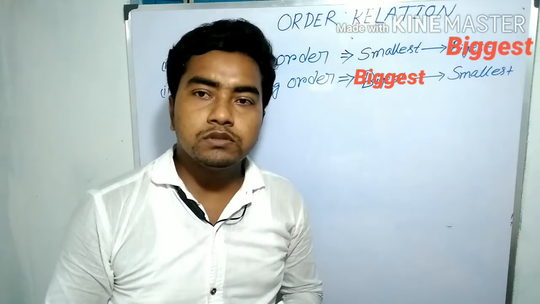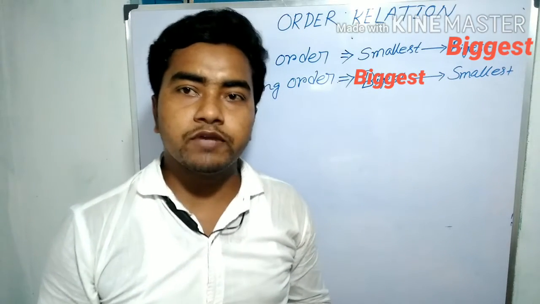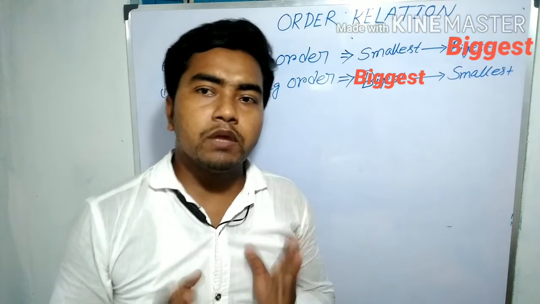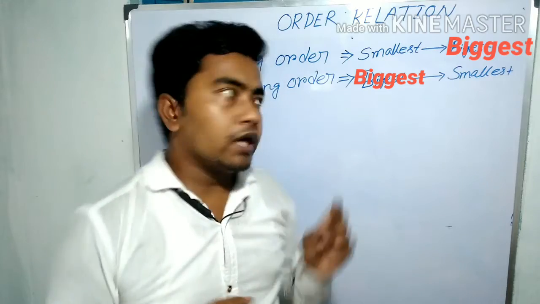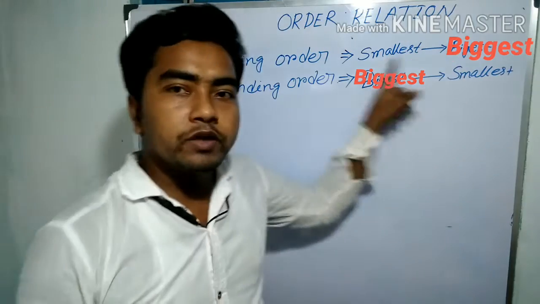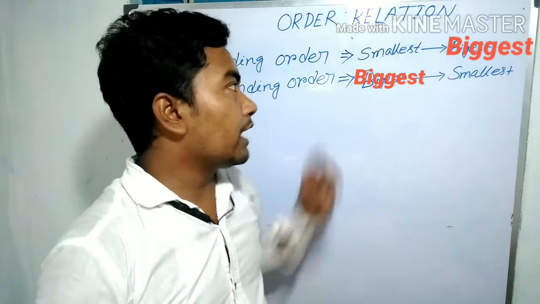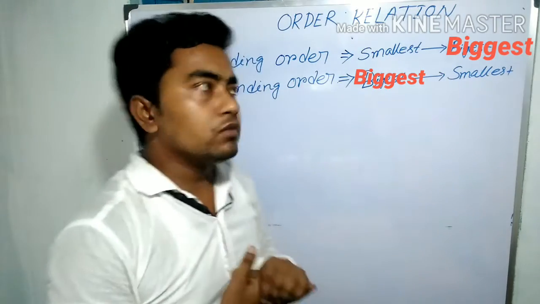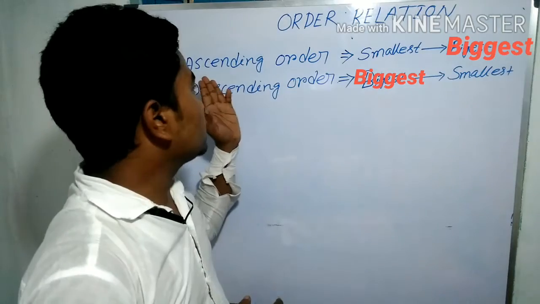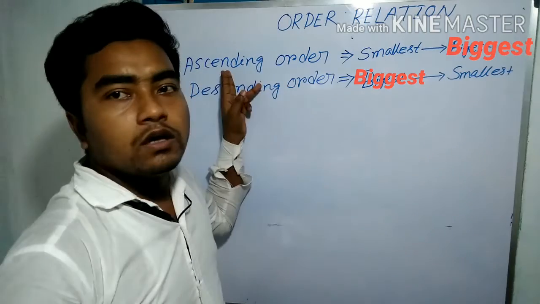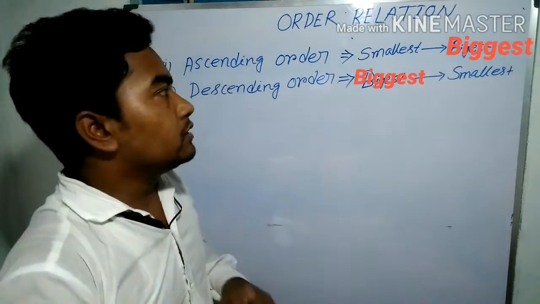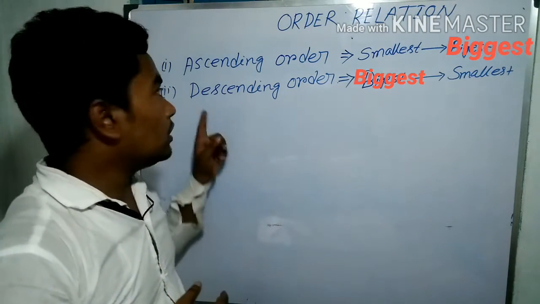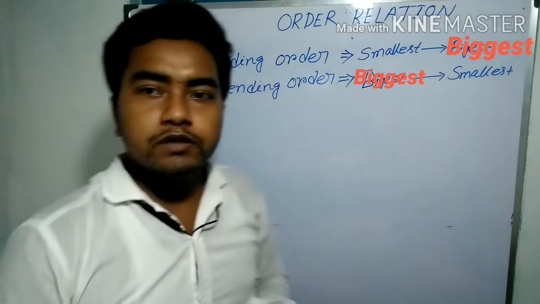Today we shall discuss the order relation of numbers. Order relation means to arrange the numbers. It may be of two types: from smallest to biggest, and the other from biggest to smallest. Arranging from smallest to biggest is called ascending order, and the arrangement from biggest to smallest is called descending order.